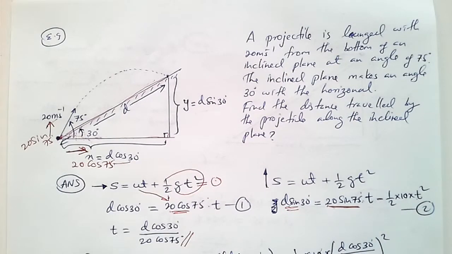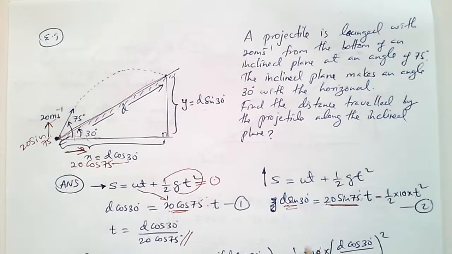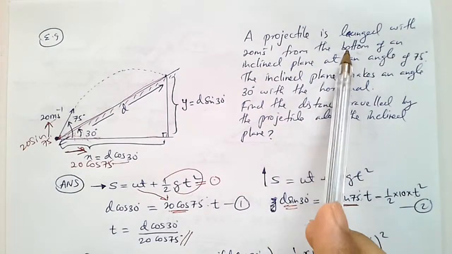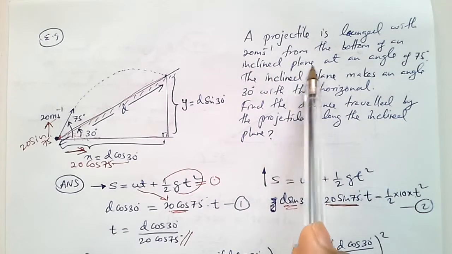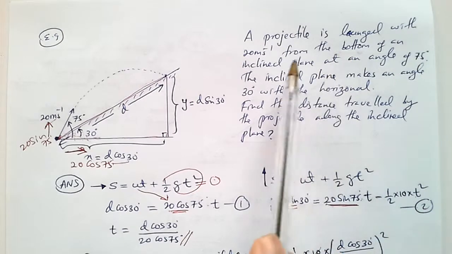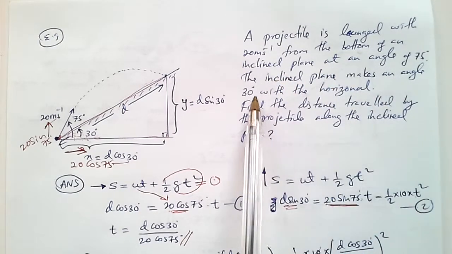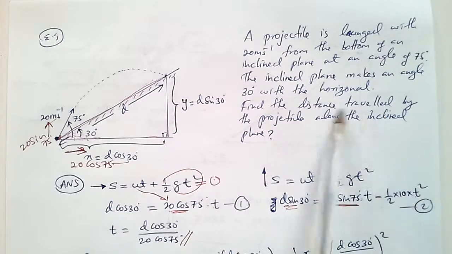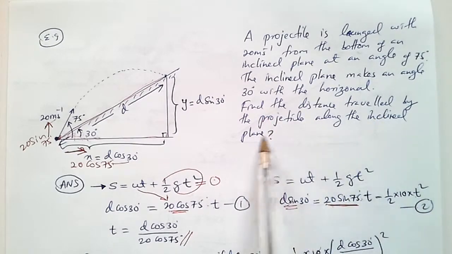Hello guys, so we'll move to the next question on projectile motion. This time a projectile is launched with 20 meters per second from the bottom of an inclined plane at an angle of 75 degrees. The inclined plane makes an angle of 30 degrees with the horizontal. Find the distance traveled by the projectile along the inclined plane.